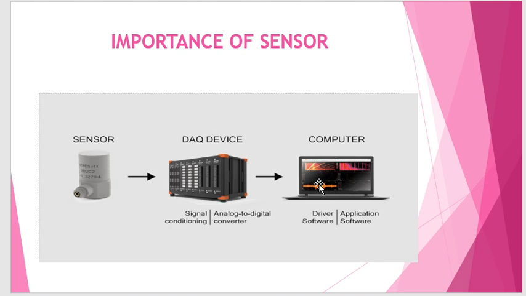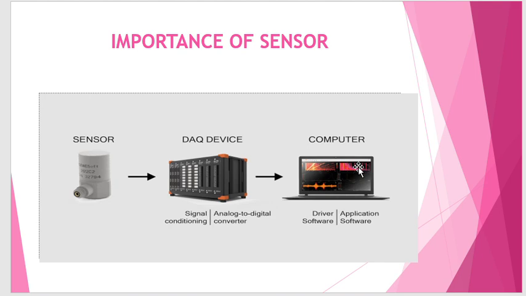The sensor output will be connected to a signal conditioning device, that is the DAQ device here. Then there will be an ADC, and the output will be directly connected to our computer. The acquisition device comprises a signal conditioning device, ADC, etc. So in order to give input to the data acquisition device, we must have a sensor. So the presence of a sensor is highly essential.